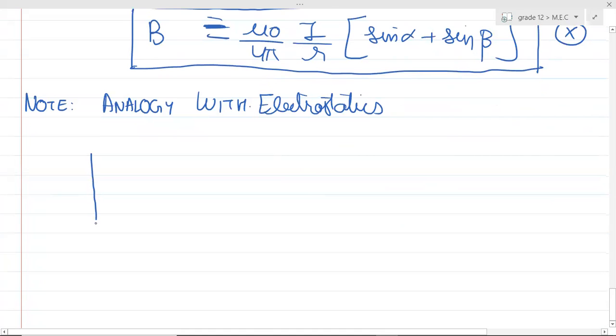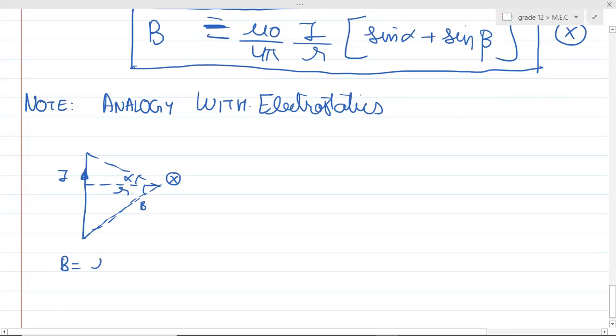Here, if you have a finite wire carrying current I, at distance R, and this angle is alpha, this angle is beta, then the magnetic field direction will be given like this, and the magnitude of the magnetic field will be mu naught by 4 pi into I by R into sine alpha plus sine beta.